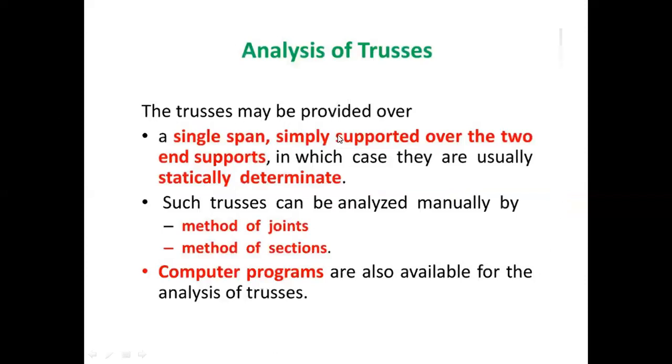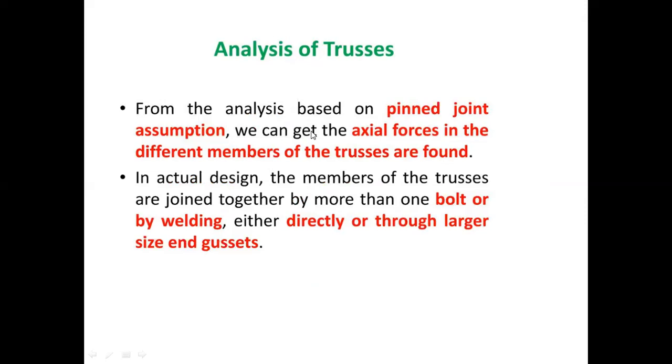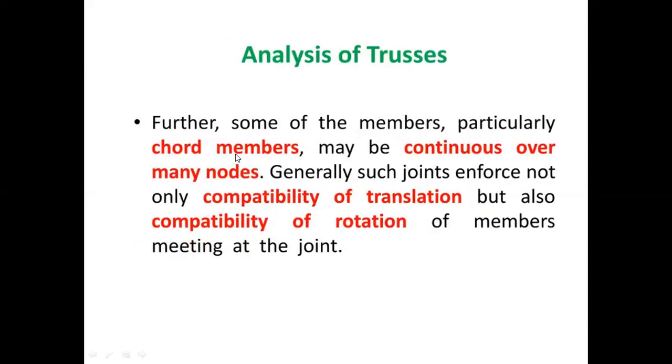A truss may be provided as a single span, simply supported over two end supports, which is usually a statically determinate structure. You can analyze the truss by the method of joints and the method of sections. We also use computer programs for analyzing truss members. As I said, we assume it is pin jointed, and that axial forces are found in the different members. The members are connected either by bolts or welding. Some chord members may be continuous over other nodes also, so compatibility of translation and compatibility of rotation are also considered enforced.